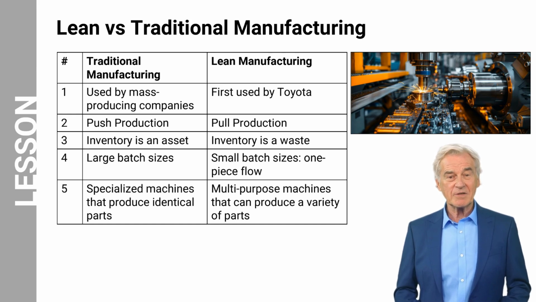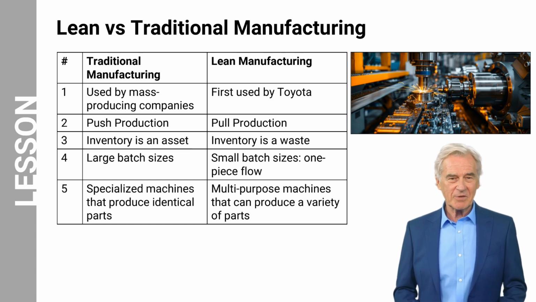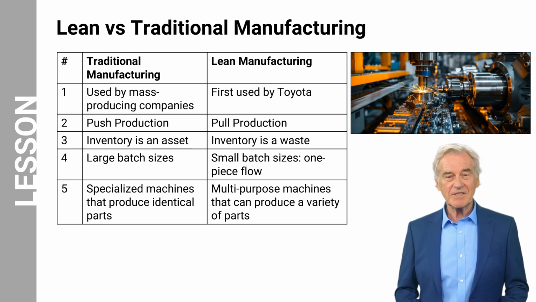In contrast, lean manufacturing, which was pioneered by Toyota, takes a fundamentally different approach. It employs a pull production system, viewing inventory as waste to be minimized. Lean manufacturing emphasizes small batch sizes and one-piece flow, utilizing multi-purpose machines that can produce a variety of parts rather than being limited to a single type.